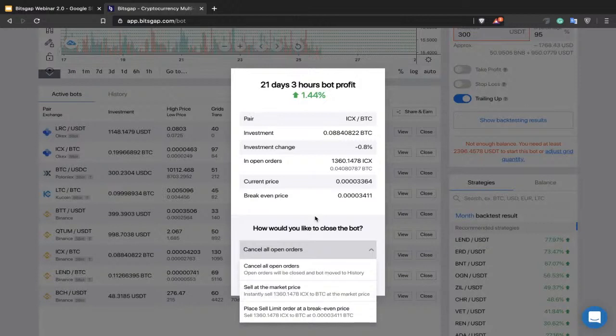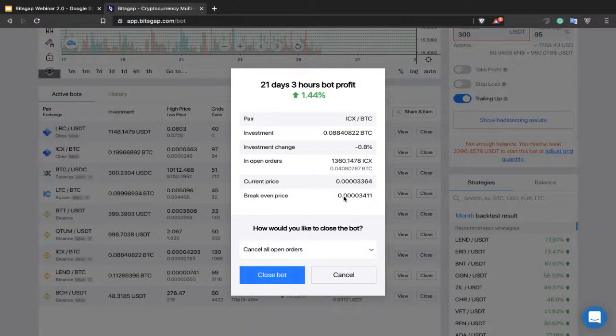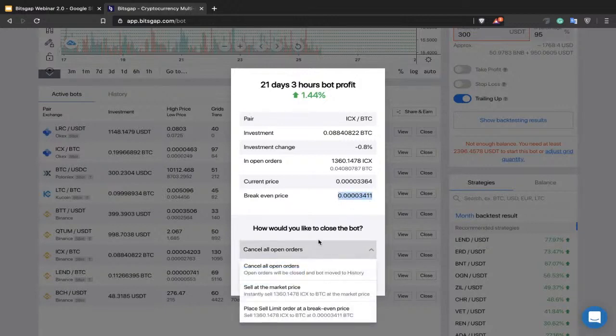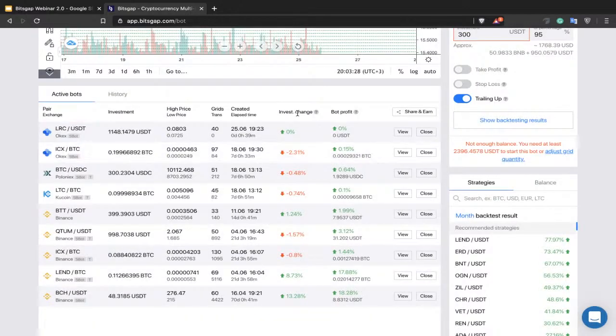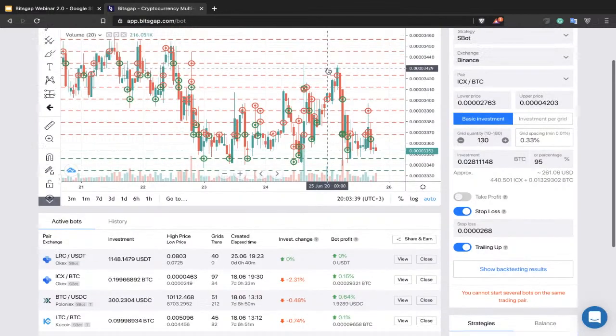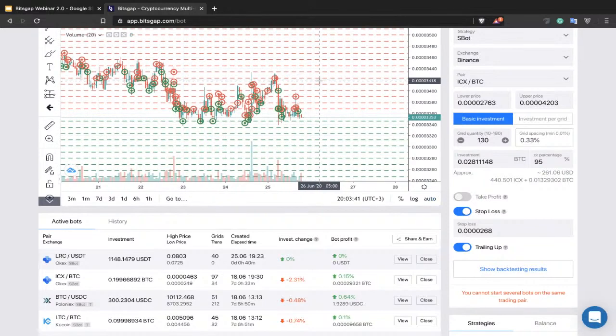But now we have a third option, which is place sell limit order at a break-even price. So what break-even price stands for, and it's represented here, that's already pre-calculated. The break-even price is the price at which selling the base currency would result in zero investment change. All right. So now we have minus 0.8%, and now let's see what's the price. The price now is what?